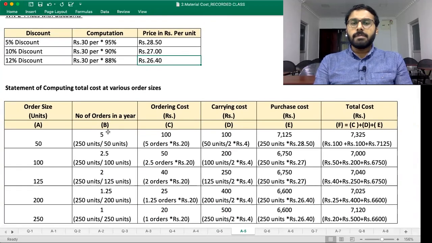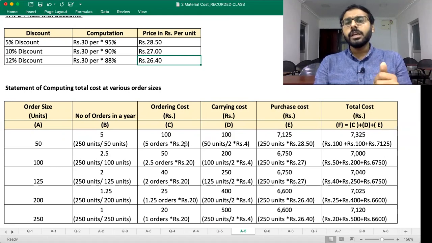First table, first column, I have found out the number of orders in a year. How do I find out? My total annual requirement is 250. What is the order size? In each and every column, the order size keeps on changing. So depending on that, the number of orders is computed. Next, order cost. How do I find out the total order cost? Number of orders into cost per order, which is 20 rupees. Whatever I have found out in column B, the number of orders, that into the cost per order is going to give you the total order cost.